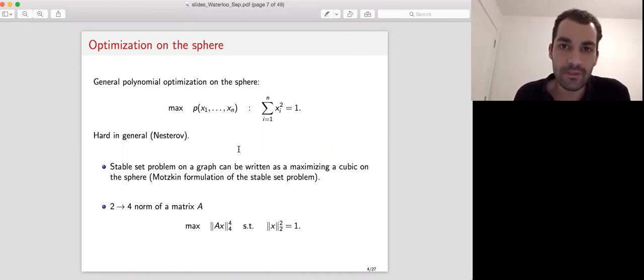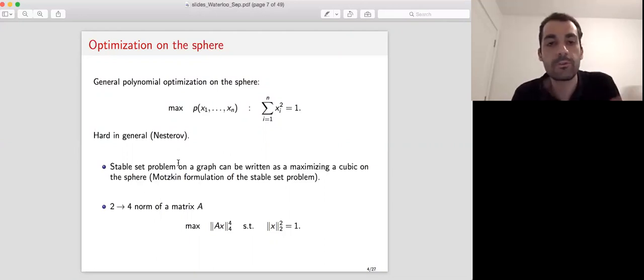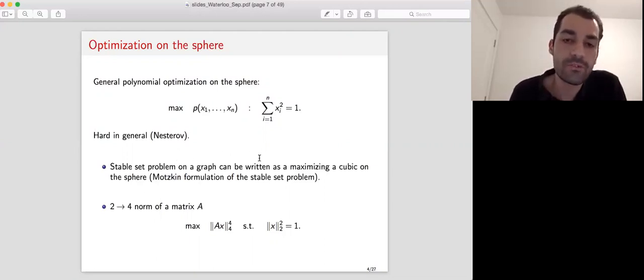So here I just have one sphere, and I'm working with real polynomials, but really the story is going to be the same for complex polynomials. So what's a general polynomial optimization problem on the sphere? I have a polynomial P of x1 up to xn, and I want to maximize this polynomial subject to a sphere constraint. This is an NP-hard problem in general. Nesterov showed this, and the reduction comes from the fact that you can formulate the stable set problem, the problem of finding the largest stable set in a graph, as the problem of maximizing a cubic on the sphere.